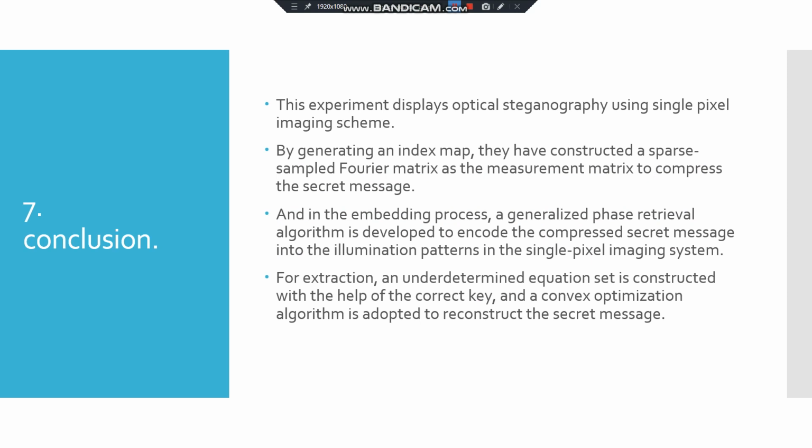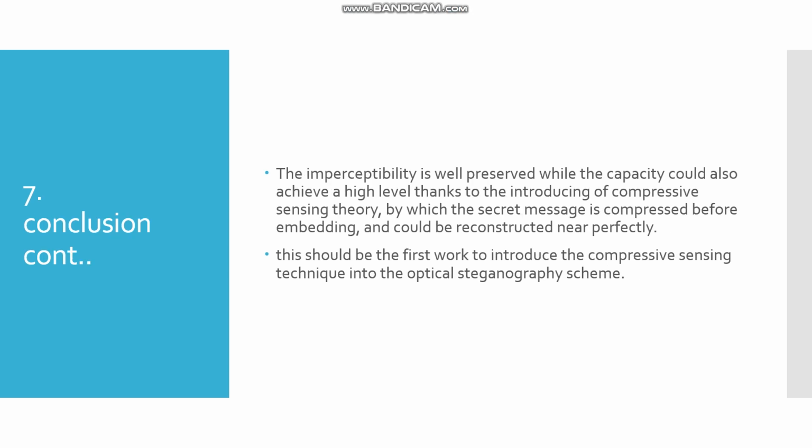If we have the correct key, then we can extract the spectrum subset. Later, that spectrum subset can be converted using a convex optimization algorithm into a digital image. In this experiment, imperceptibility is well preserved while the capacity is also achieved at high levels. They have introduced compressive sensing theory in this research, and they have constructed a nearly perfect image.